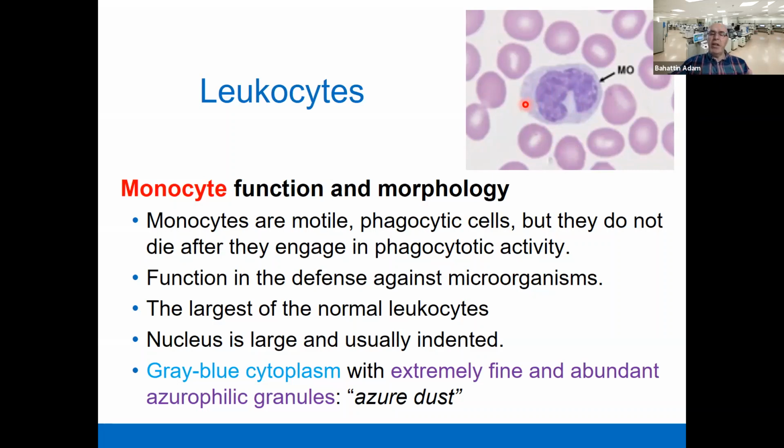The function and the structure of each type of leukocyte are different from each other. We have to know the structure and the function of the white blood cells: neutrophils, eosinophils, basophils, monocytes.